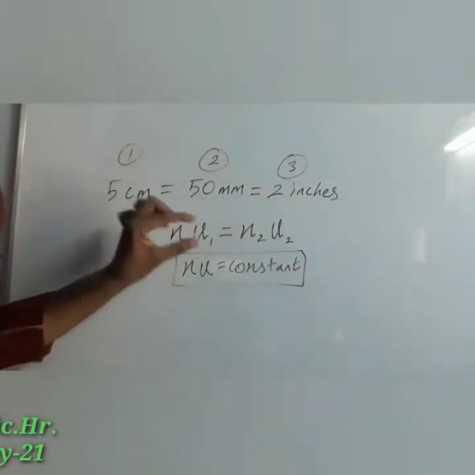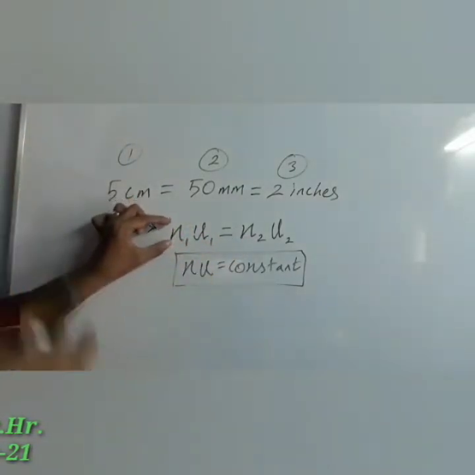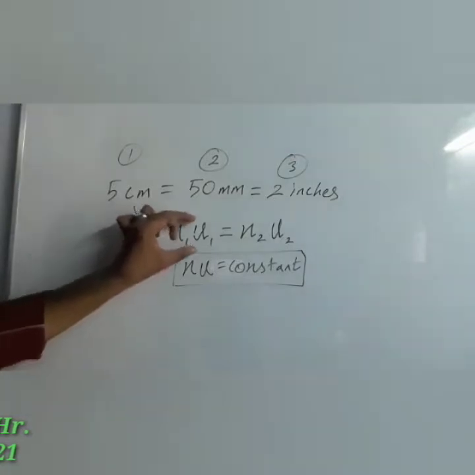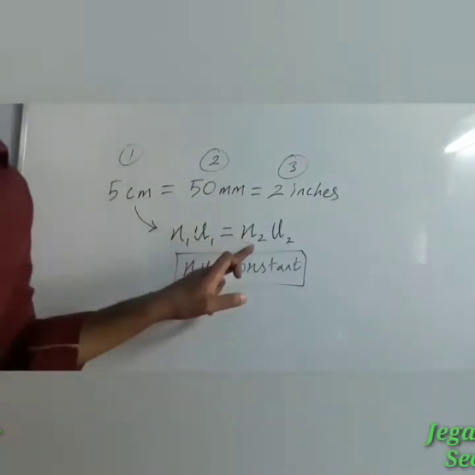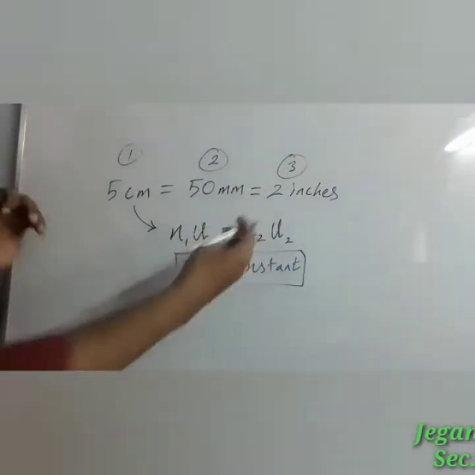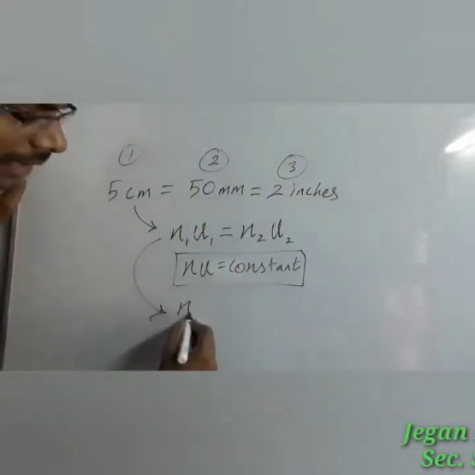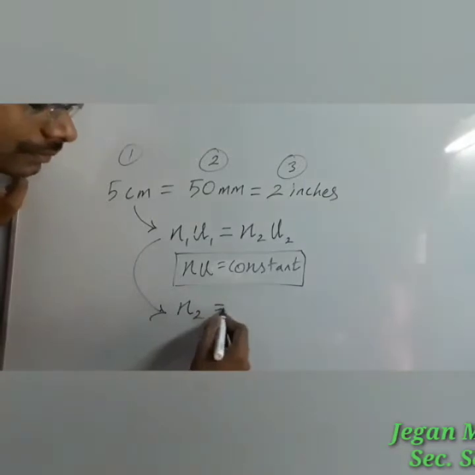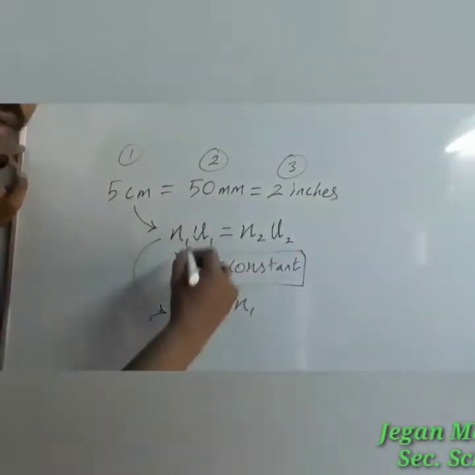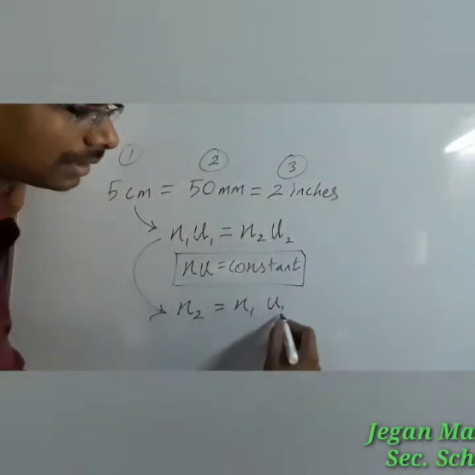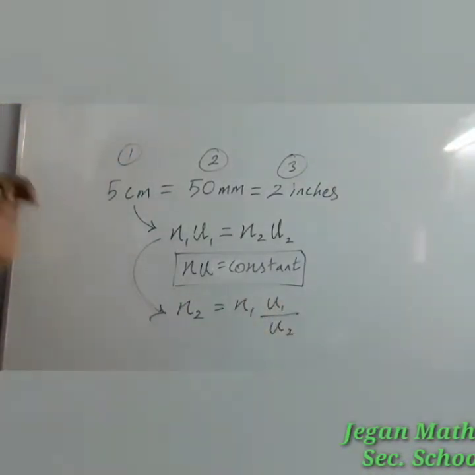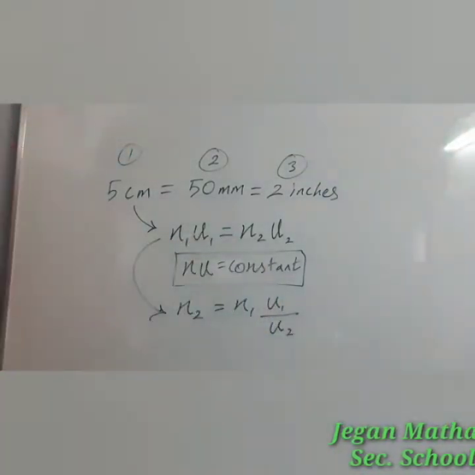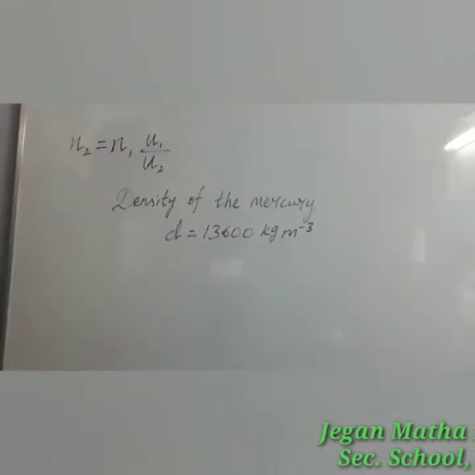Now, you are given the numerical value of a quantity in one system, and you want to find the numerical value in a second system of unit. So how can we find it? For that you can rearrange: N2 is equal to N1, with U2 taken to the left side, so U1 by U2. Using this relation, you can find the numerical value in another system. To understand this, let us take one example.